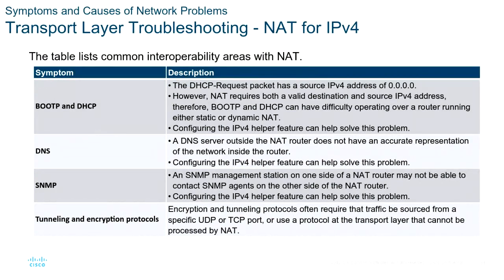DNS server doesn't know what IP addresses are inside the protected inside network. So IP version 4 helper can help solve this problem. Simple network management protocol is sort of a UDP type of thing. So that can be a difficulty connecting to those routers. Now remember, at the CCNA level, we're only responsible for configuring IP helper for DHCP. It does 6 other things, but you don't have to know how to configure those. Tunneling and encryption protocols might prove a problem with NAT. However, NAT is absolutely great.